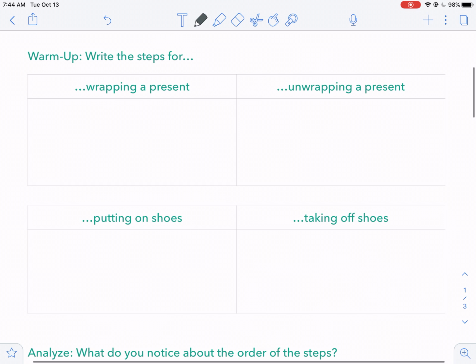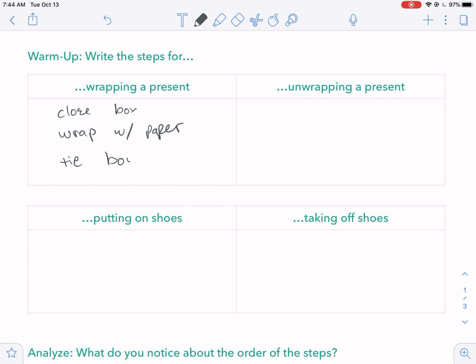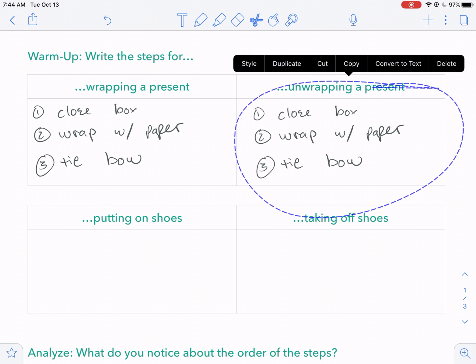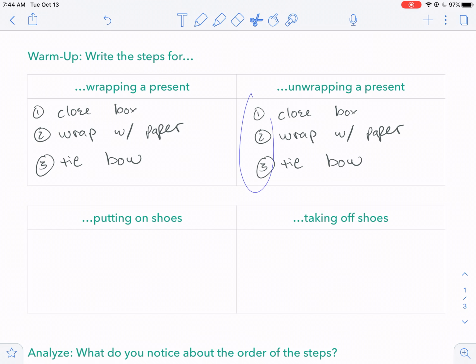So remember when we talked about wrapping a present, first you close the box, then you wrap with paper, and after that you tie the ribbon in a bow. So you have steps 1, 2, and 3. But to undo that, first, change all these from what they do to what they undo. So to unclose the box is the same thing as to open the box. And to unwrap the paper is a real thing, so we'll leave that alone.